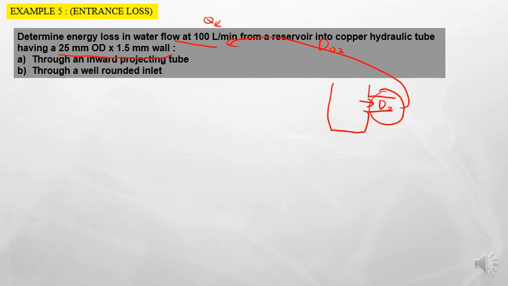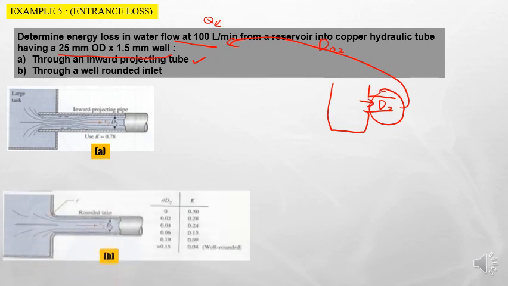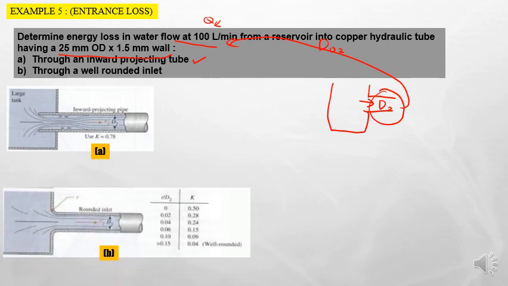The first one is if it flows through an inward projecting tube. So this is the inward projecting tube. And the second one is if it flows through a well-rounded inlet, like this. If it is considered well-rounded, we can just use K as 0.04. And if it's inward projecting, we can use K equals 0.78. So let's take a look, how can we solve the equation?